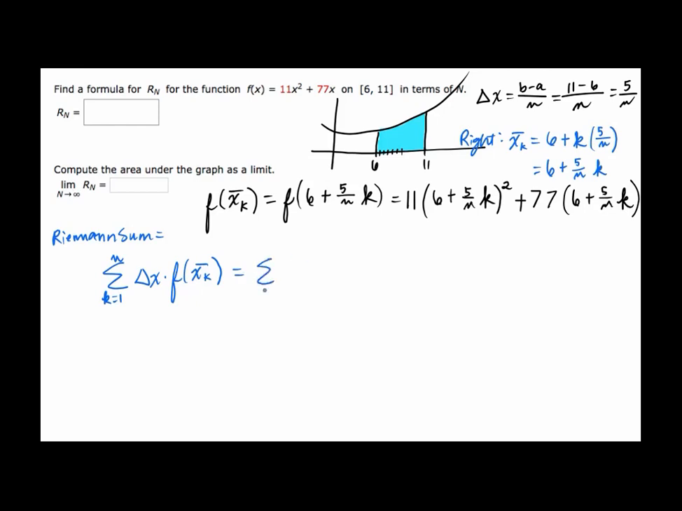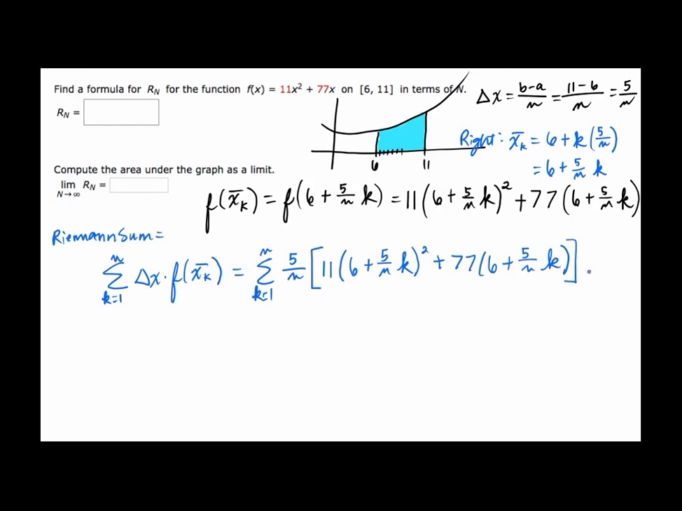So in our example, it's going to be the sum from k equals 1 to n of delta x, which is 5 over n, times f of xk bar is this expression right here. So we have 11 times 6 plus 5 over n k all squared plus 77 times 6 plus 5 over n times k.